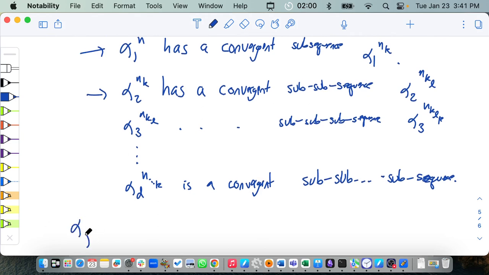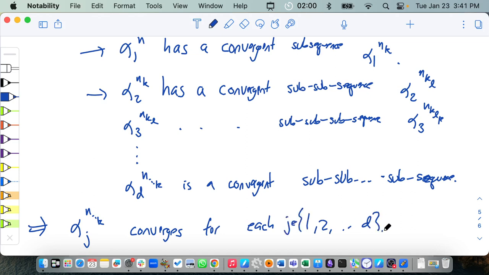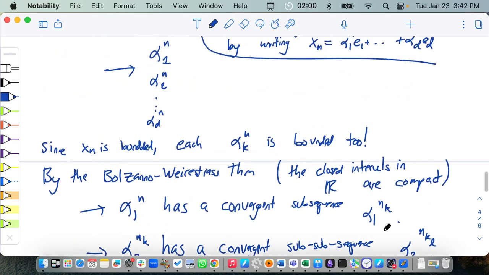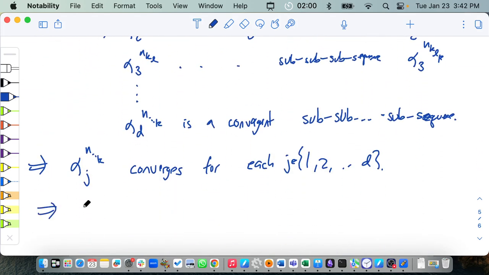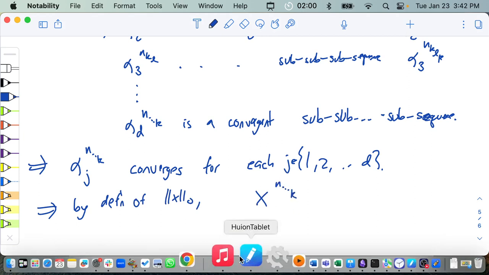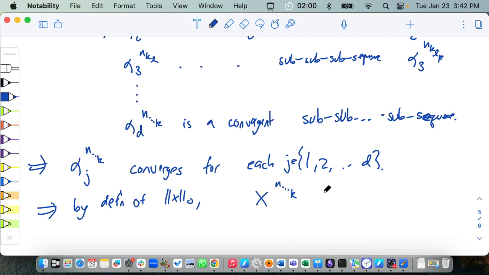So alpha_j of our sequence, which I'm going to call n_k, converges for each j equal to 1, 2, all the way up to d. Every single coefficient is converging, and by the definition of the norm, which just tells you how far away you are in the coefficients, if all the coefficients are converging, then the x_n_k's are converging too. So therefore, by definition of the norm, x_n dot dot dot k, this special subsequence, converges too.